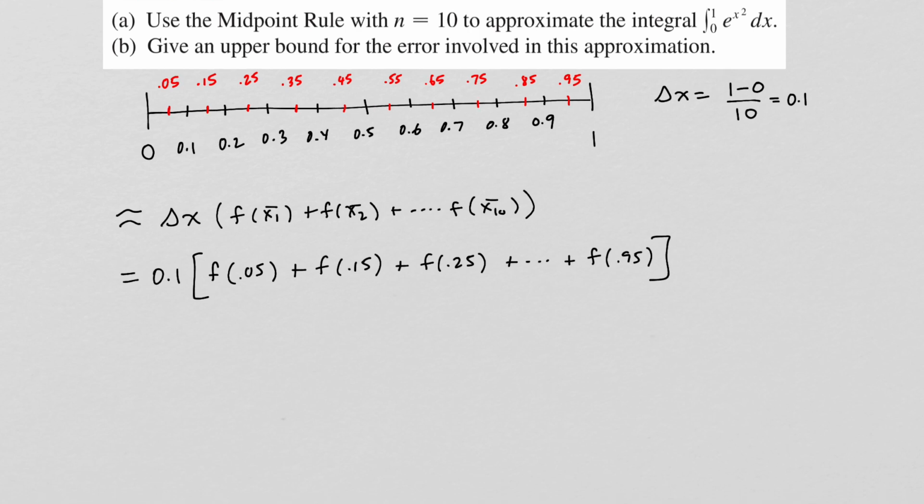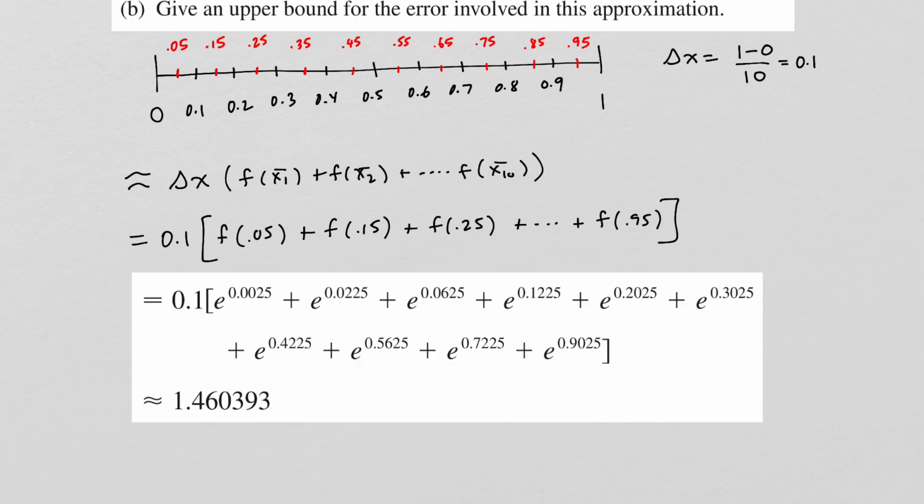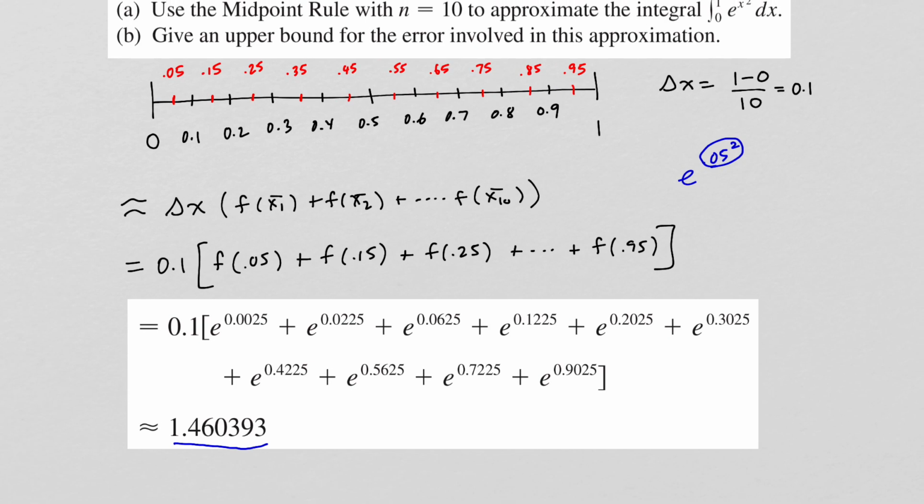And when you do that, this is what that's going to look like. And so just for clarity here, when you plug in 0.05, you're going to have e to the 0.05 squared, but 0.05 squared turns out to be 0.0025. So I took the liberty here to do the squaring and just showing these results. But when you plug this into the calculator, you're going to get approximately 1.460393.